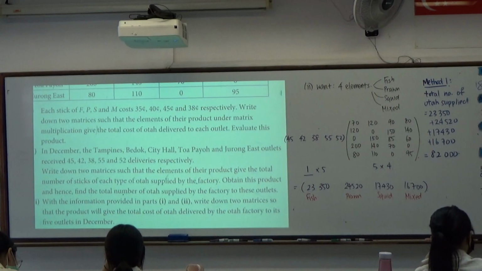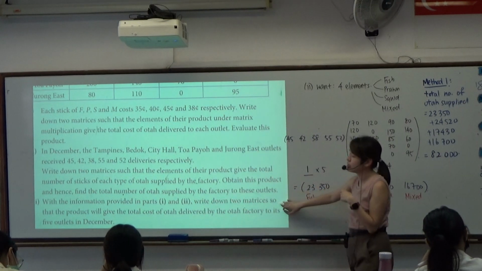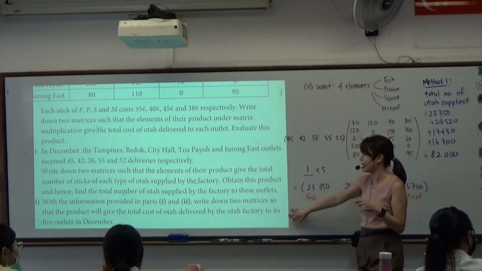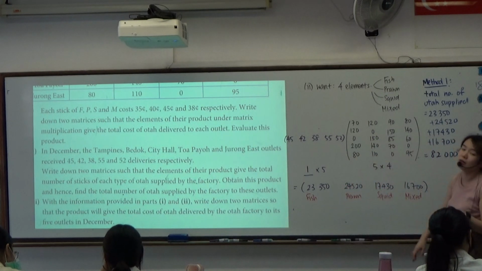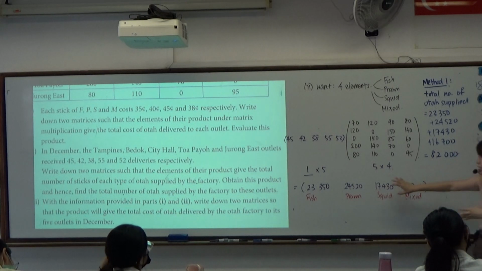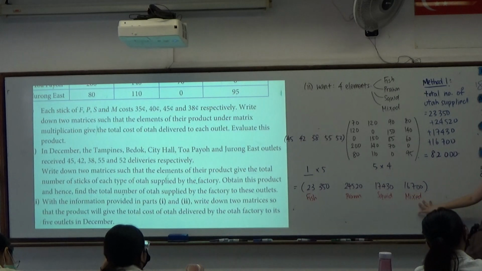Okay. Part 3 says that using the information provided in part 1 and part 2, write down two matrices so that the product will give the total cost of otah delivered by the otah factory to its 5 outlets in December. The easy one, it depends on yourself also. The easy one is that we know the numbers for fish, prawns, squid, and mixed already.